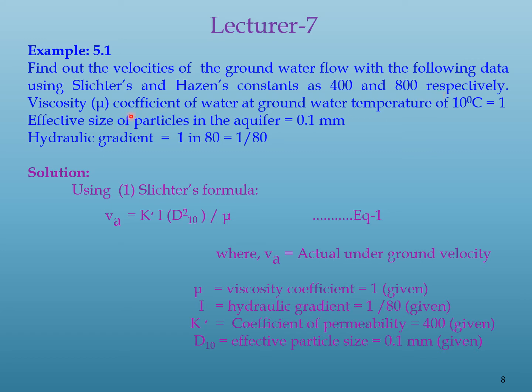Viscosity coefficient mu of water at a groundwater temperature of 10 degree Celsius equal to 1. So we can write the value of mu equal to 1. Effective size of particles in the aquifer is 0.1 millimeter. So we can write the value of D10 will be 0.1 millimeter. Hydraulic gradient, that is I, equal to 1 by 80.